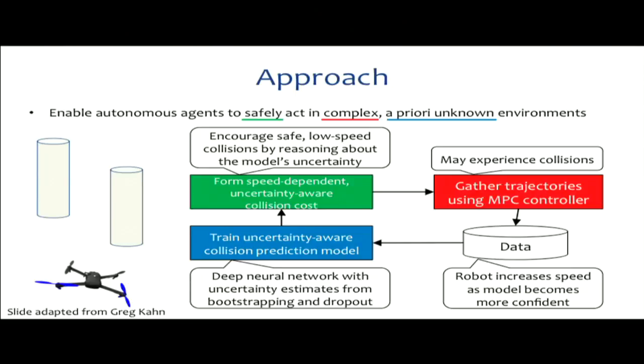And as the robot becomes more confident, the end goal is going to be able to try and move around obstacles very quickly. And so as the robot becomes more confident that it isn't going to collide, it's going to move more quickly. If it's less confident that it might collide, then it will move more slowly and be safer.